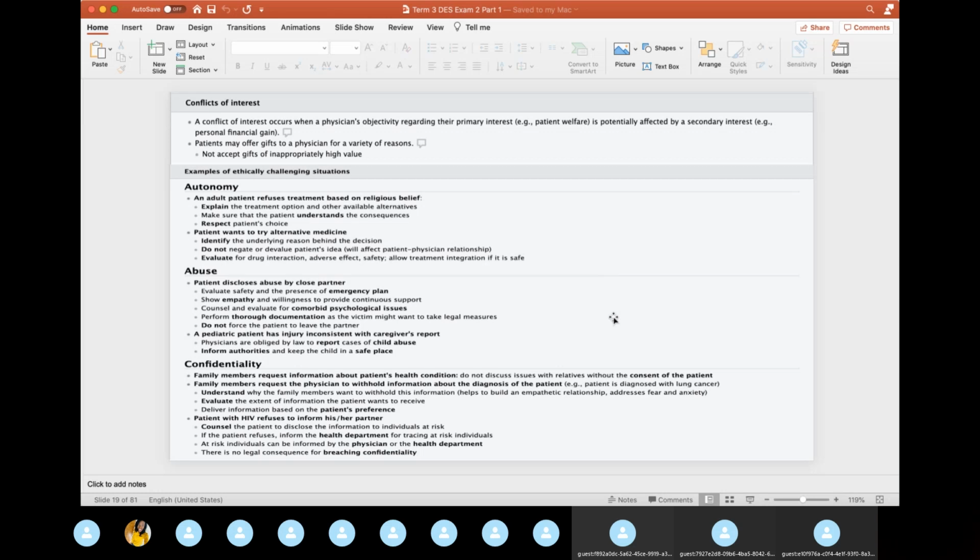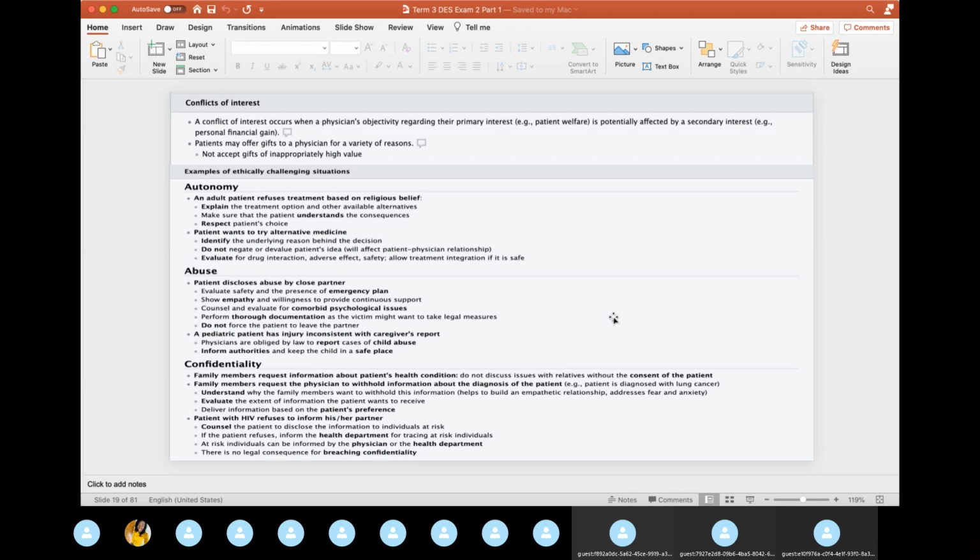Should you negate or devalue the patient's idea? Nah, it doesn't work. Don't tell me that crap. You only Google that one. I'm the medical doctor. I have 4 years of medical education. Of course not. The point here is you evaluate that alternative medicine for any drug interactions and adverse effects, and if it is safe, you allow treatment integration. Okay? Do not negate or devalue the patient's idea. Why? It will affect the patient-physician relationship.